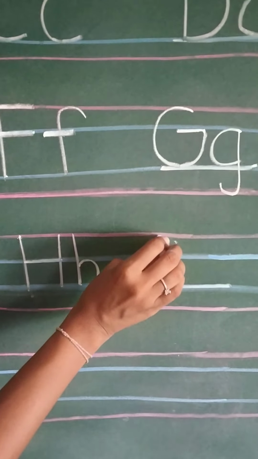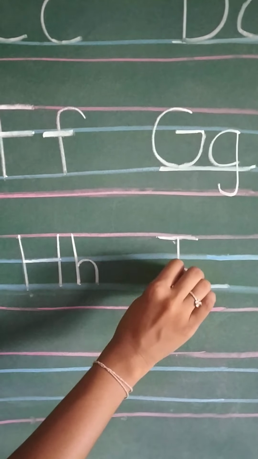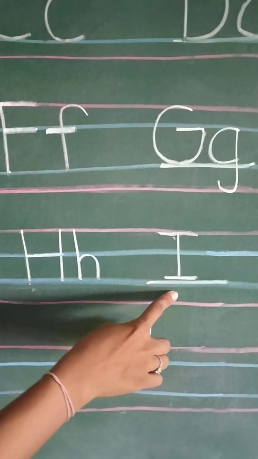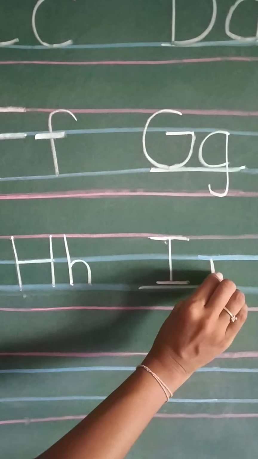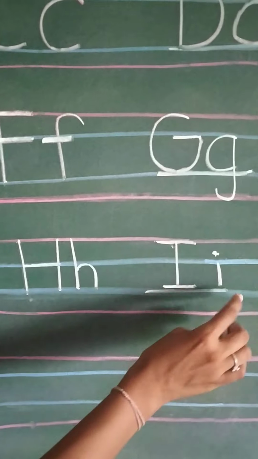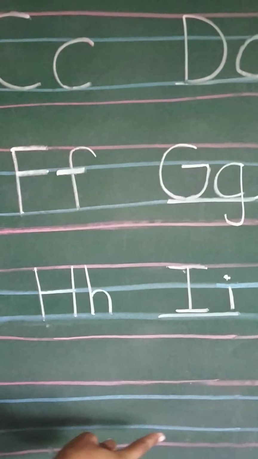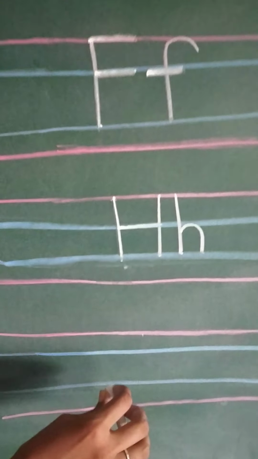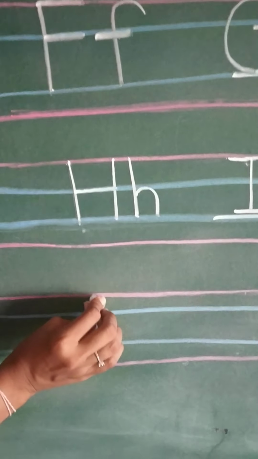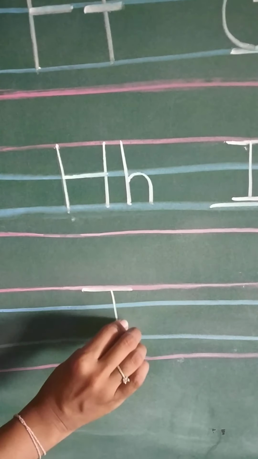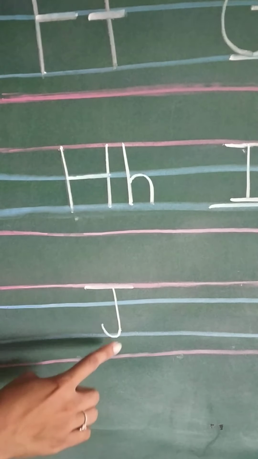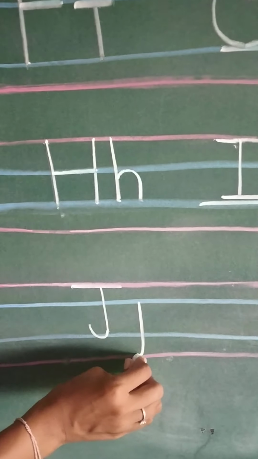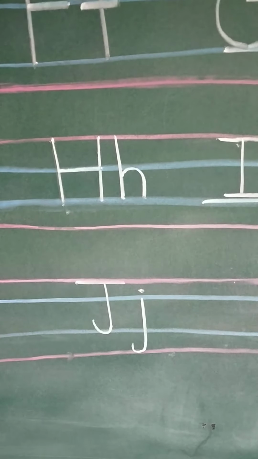Start with me. Sleeping line, standing line, sleeping line. Which letter is this? Capital I. Now small i. Standing line, dot. This is small i. Now next line, write here letter J. Sleeping line, standing line, curve. This is capital J. Now small j. Standing line, curve, dot.